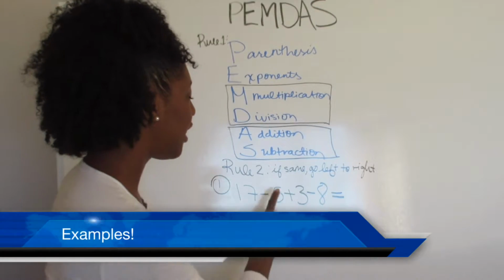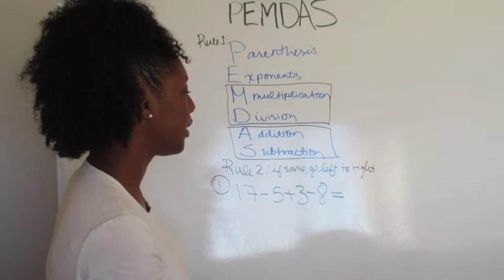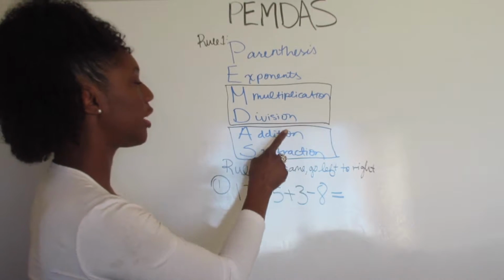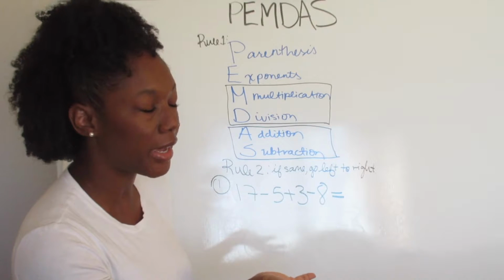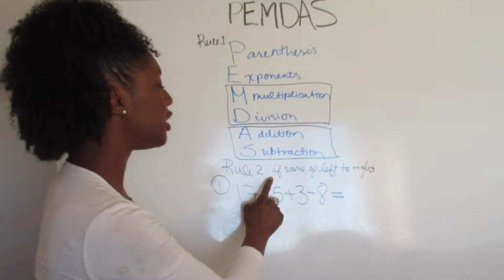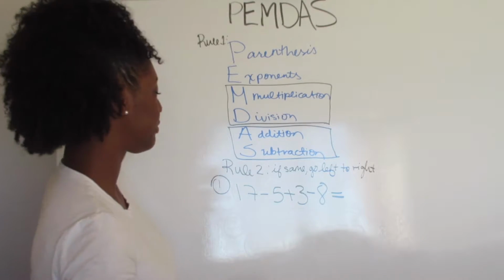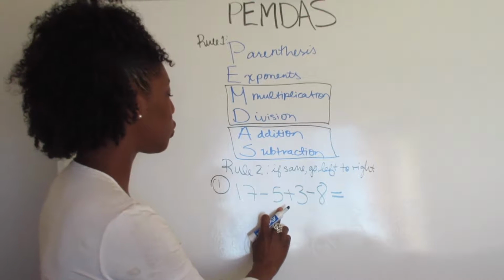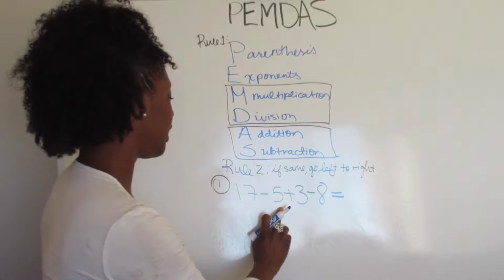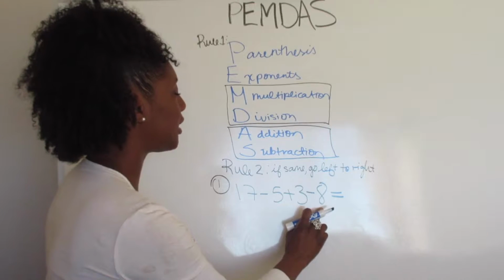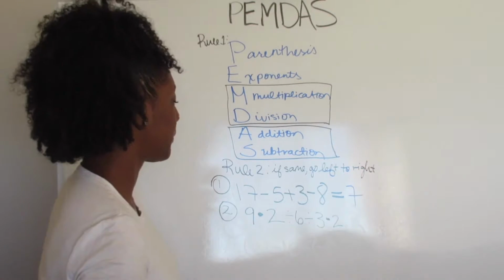We only have addition and subtraction, and like I said, addition and subtraction can be considered as the same type. So we can just go left to right. 17 minus 5 equals 12, plus 3 is 15, minus 8 equals 7. Alright?